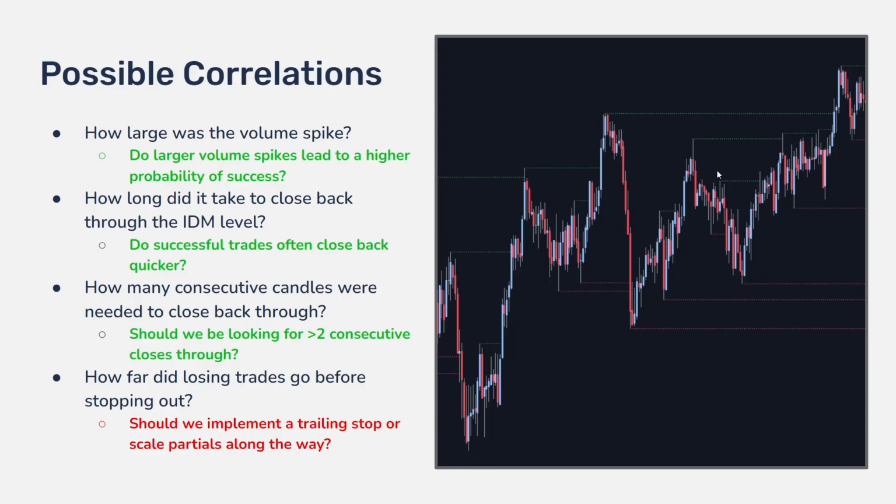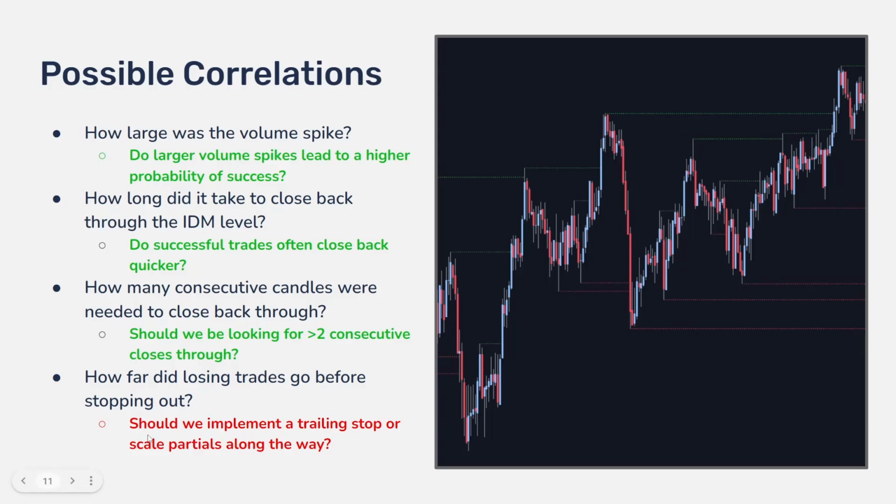But if we're collecting this data over dozens of trades or hundreds, then we can look at that data and see, do larger volume spikes lead to a higher probability of success or something like that? And the same thing for all other criteria. Do successful trades often close back through this key level quicker or slower? Should we be looking for more than 2 consecutive closes through the inducement level? And maybe also look at how far did the trade actually go before stopping out?